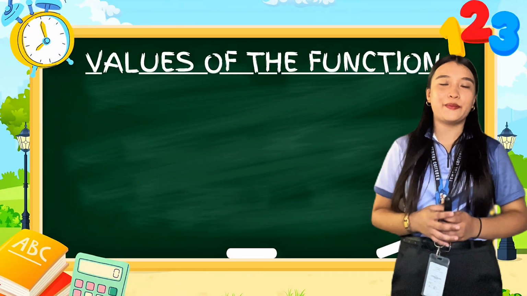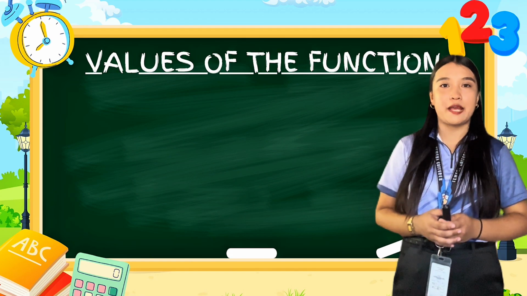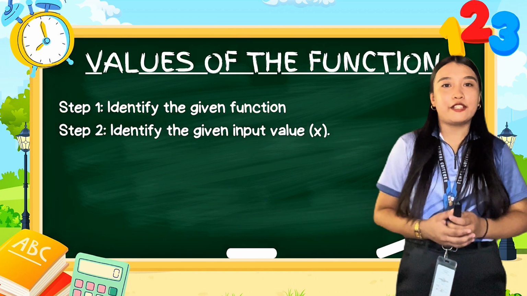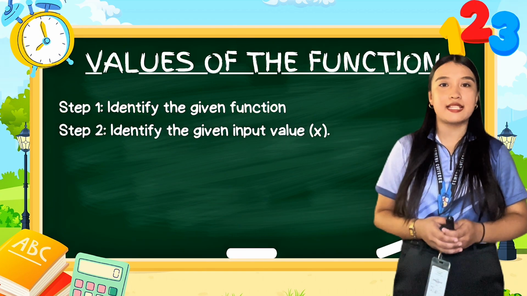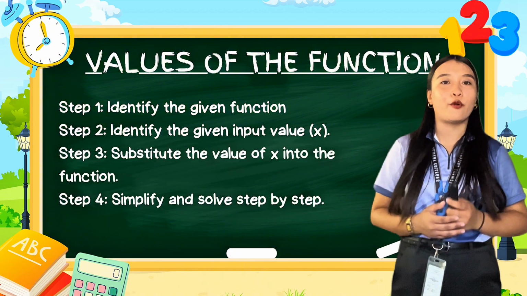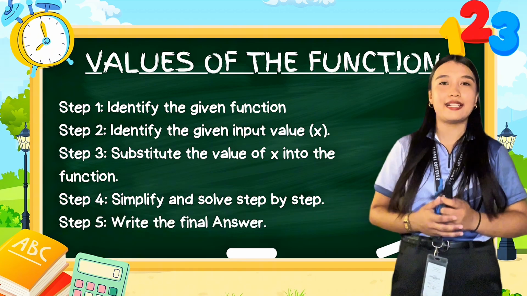Second, let's evaluate a function step by step. To evaluate a function, follow these 5 steps. Step 1. Identify the given function. Step 2. Identify the given input value of x. Step 3. Substitute the value of x into the function. Step 4. Simplify and solve step by step. Step 5. Write the final answer.